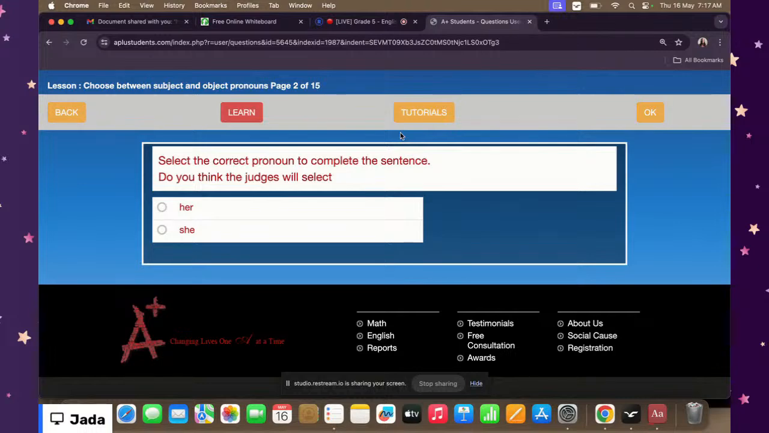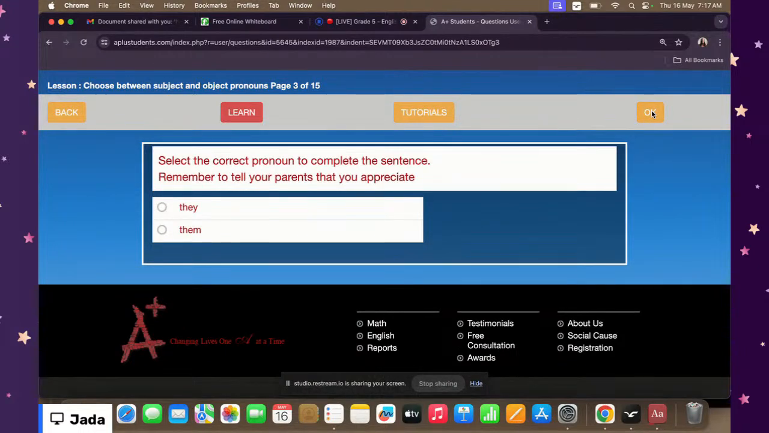Do you think the judges will select her or she? Which of them? Which of the above? Okay. Do you think the judges will select her or she? Her is the correct pronoun. Okay. Perfect.